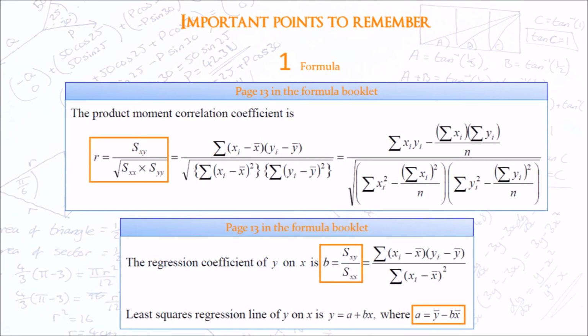Let's cover some of the important points you need to remember for correlation and regression. And the first of which is the formula. Remembering that sometimes you're going to be given Sxy and Sxx, y bar, x bar, and so on, and just making sure you know how to calculate the values of r, the values of a and b respectively.